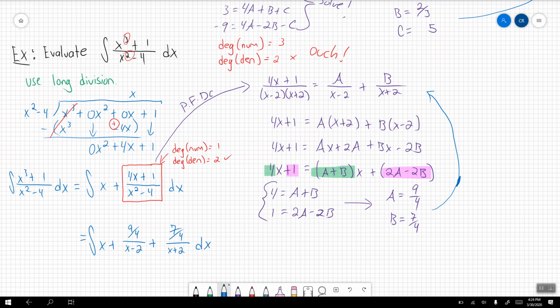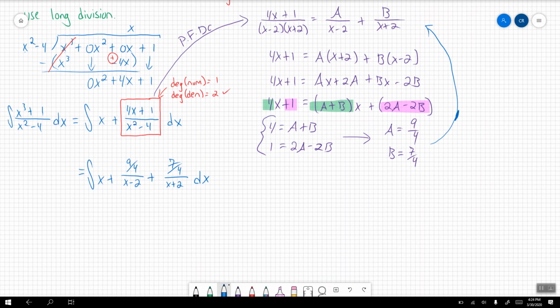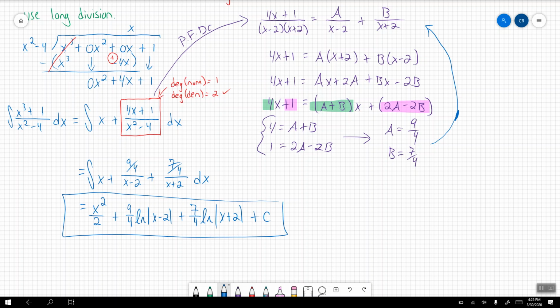And that's in dx. So all we have to do then is do some quick calculations. The integral of x is going to get me x squared over 2, plus, doing a U substitution here, 9/4 multiplied by the natural log of the absolute value of x minus 2, plus another U substitution, which is going to get us 7/4 multiplied by the natural log of the absolute value of x plus 2. And this is all going to be plus C because we're working with indefinite integrals. And that should be the final answer, right?